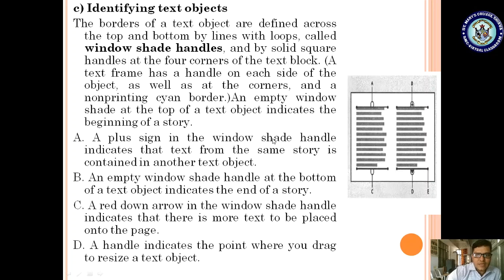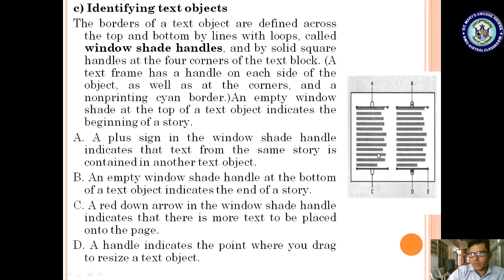A plus sign in the windowshade handle indicates that text from the same story is contained in another text object. If you click this plus symbol, whatever content exists in the text object will continue in other places also. An empty windowshade handle at the bottom of a text object indicates the end of a story. Here the empty windowshade handle is there, which indicates the end of a text object, or the end of a story.